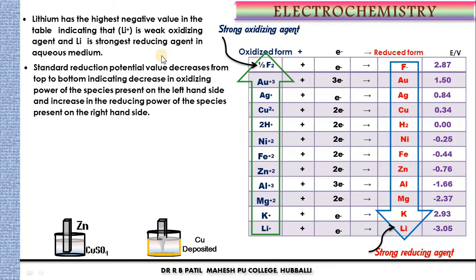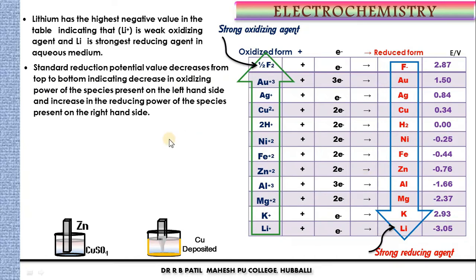Okay, so standard reduction potential value decreases from top to bottom, indicating decreasing oxidizing power of the species present on the left hand side, I already told, and increase in the reducing power of the species present on the right hand side. Okay.